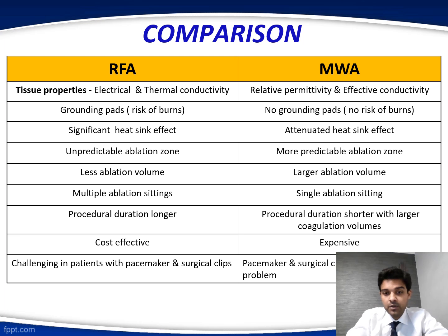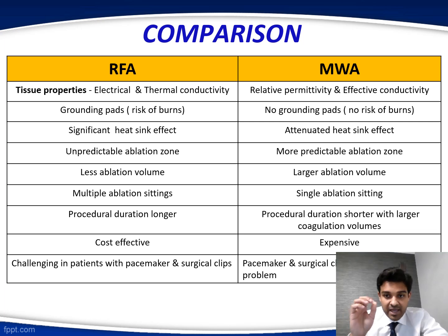Whereas in microwave ablation, the tissue properties are a little different. It's relative permittivity and effective conductivity. Now, relative permittivity is basically like the word says, permittivity. It's the ability of the tissue or the material to accept the electrical field when compared to the relative permittivity of vacuum. I'll repeat again. Relative permittivity, as it says in the name, is the acceptance of the electrical field by a material or tissue when it is compared to the relative permittivity of vacuum.